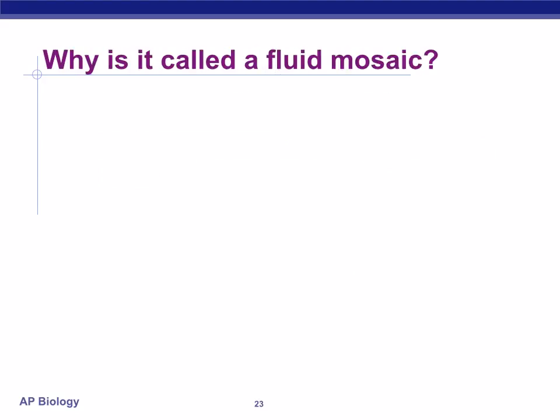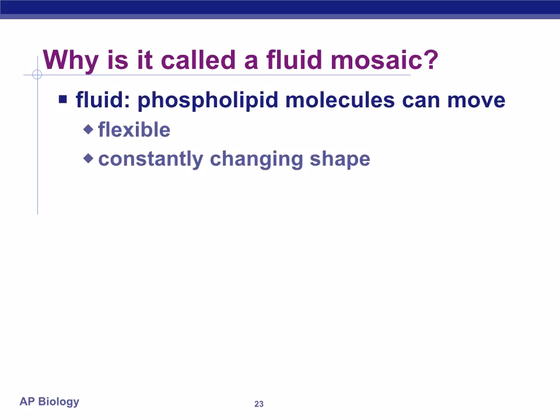So why do we call the phospholipid bilayer a fluid mosaic model? Well, it's fluid because it's made up of phospholipid molecules that can move. This means that it's flexible and it's constantly changing shape. It's mosaic because the proteins that are embedded in it vary in shape, size, and pattern in the same way as the stones or tiles vary in a mosaic.